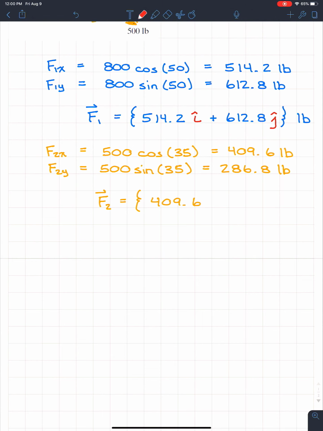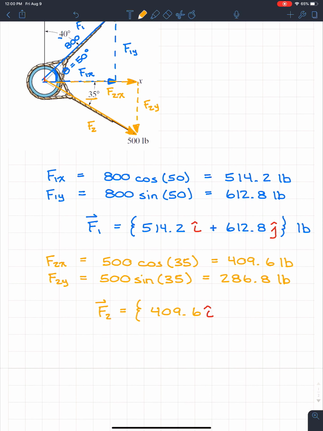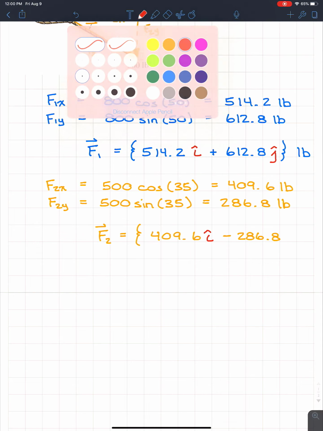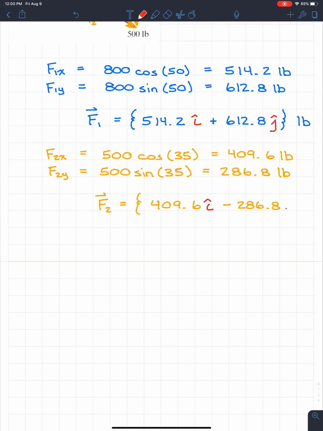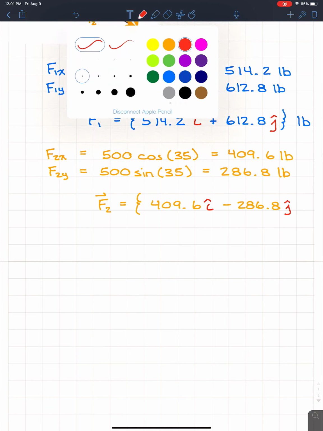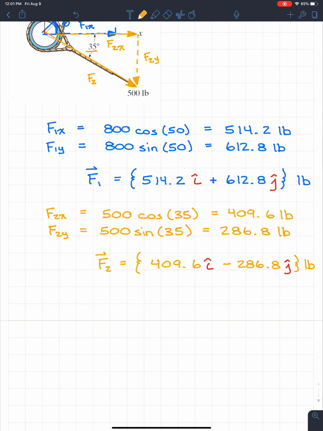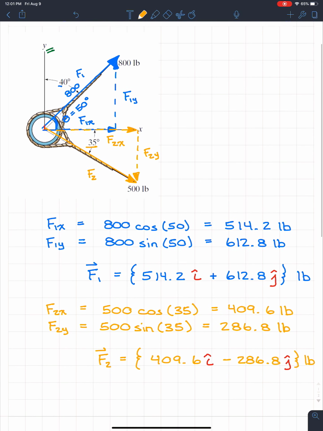And this is very important, which is why I'm putting it in red. It's in the horizontal direction, so we put our little i, and then go back to our intuition. This vector, the y component's actually going downwards, so it's negative. So we go minus the 286.8 pounds. Again, we don't put the pounds until the very end, but since it is a vertical direction, we need to put the j on it. So j. And then we finish it up by ending the squiggly bracket and putting the unit, pounds.